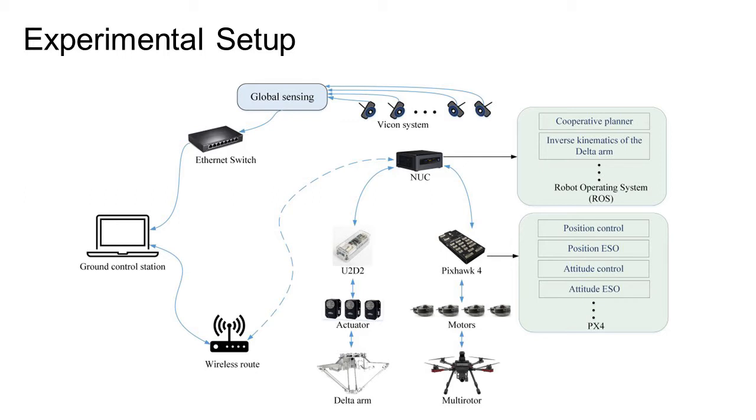The ESO-based flight controller runs on a Pixhawk 4 autopilot. The cooperative planner and the inverse kinematics of the delta arm run on an onboard Intel NUC i7 computer with ROS. The experiments are conducted in a Vicon system, which can provide accurate position.